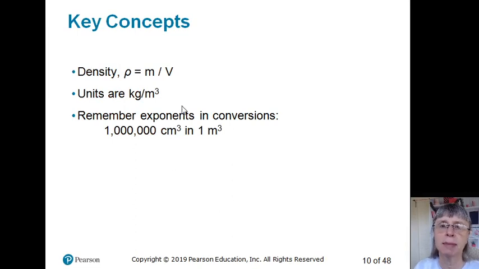So the key concepts for this section, yes, very short section. Density is represented by rho, and it's equal to the mass divided by volume. The units are kilograms per meters cubed. And remember, when you're converting between cubic centimeters and meters cubed, there are 1,000,000 cubic centimeters per meter cubed.